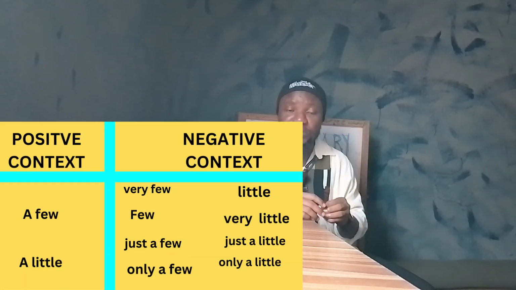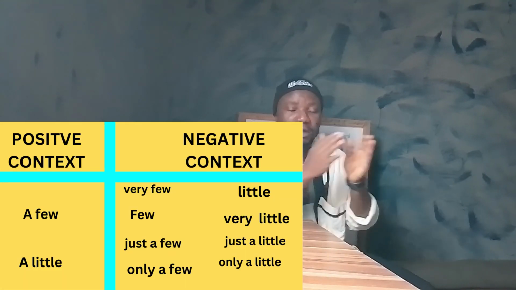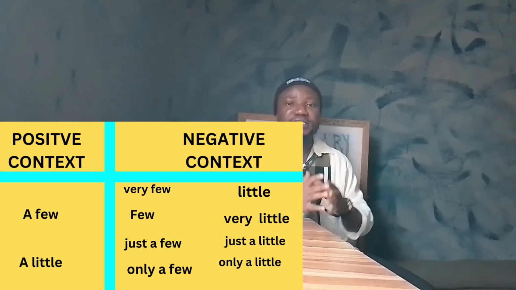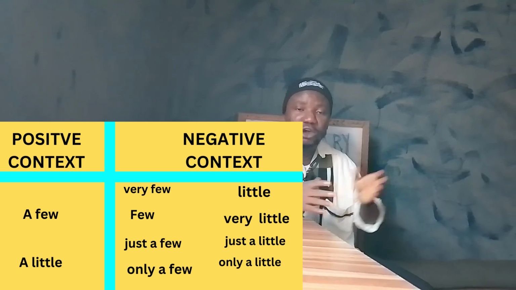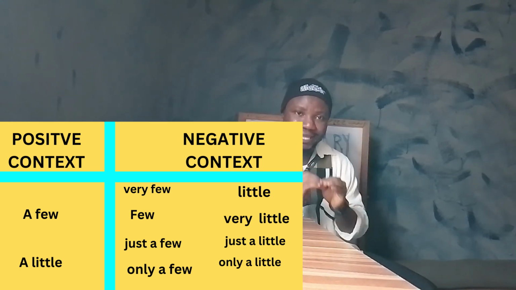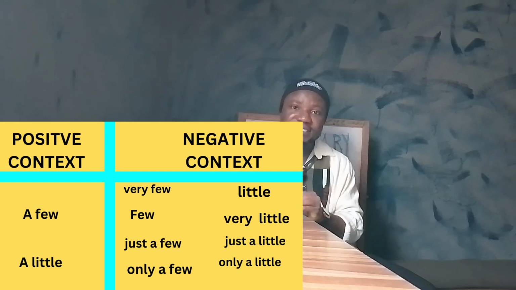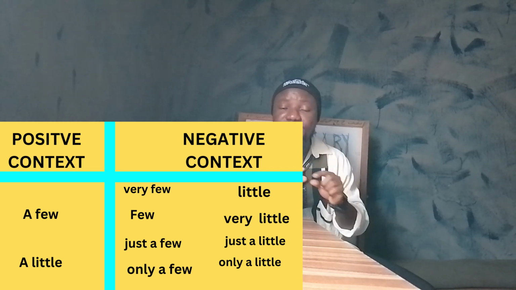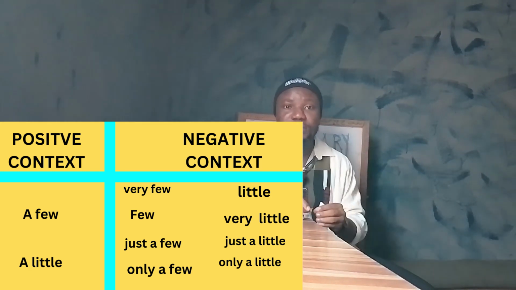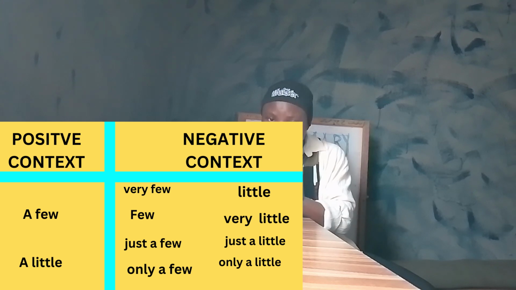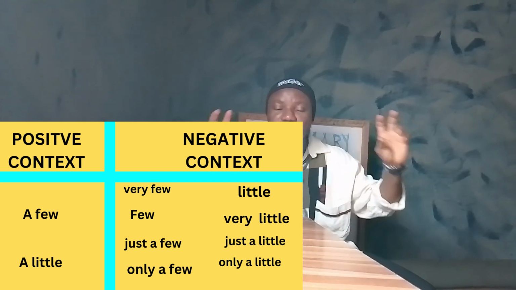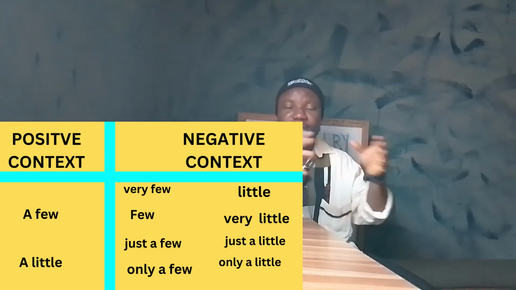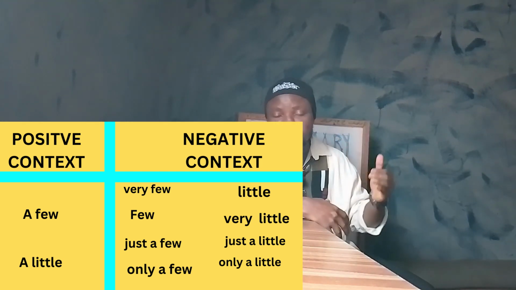the only time we can use few for a positive situation is when we have the phrase a few. So out of all of these sub-forms of few and little, the only time we can use few and little for a positive situation is when we have the phrase a few or a little. These are the only phrases with few and little that represent a positive attitude.